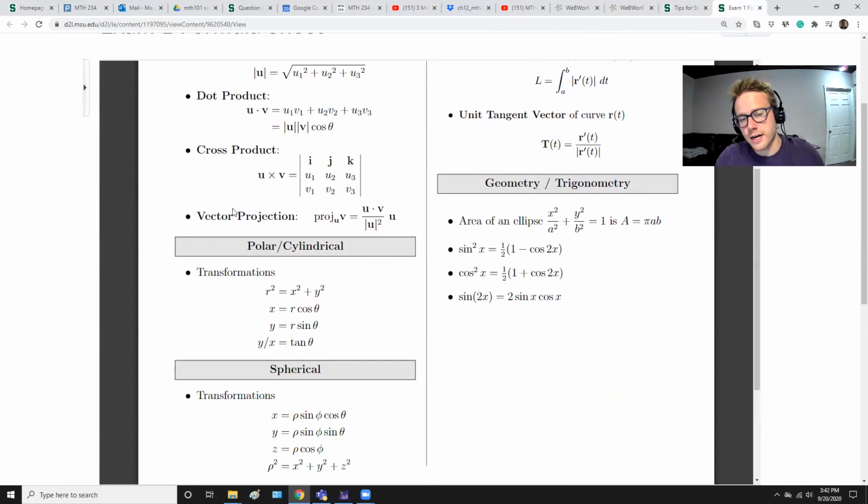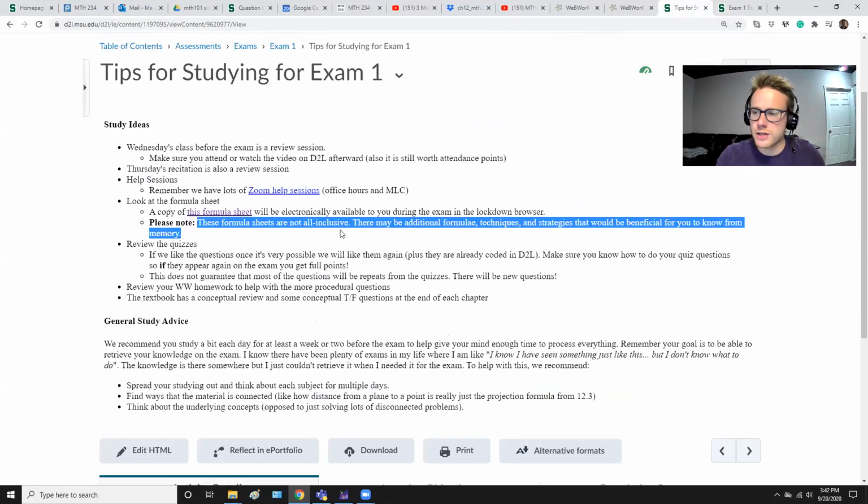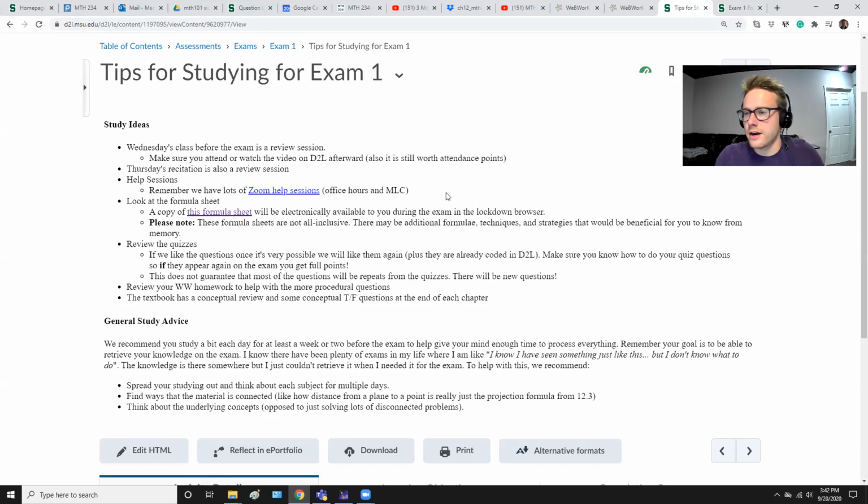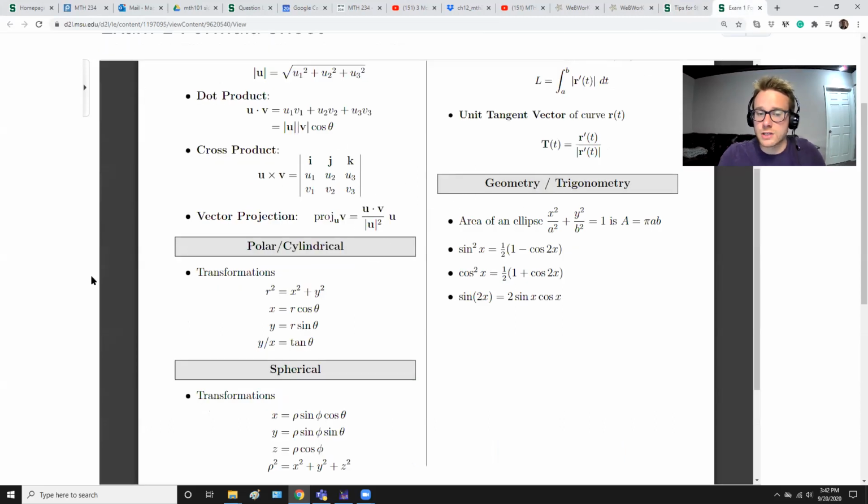But notice here, and this is reiterated in several places, that these formula sheets are not all inclusive. You need to know what is on here, and that's why I'm bringing this up now, and what's not. There are going to be other techniques and other information that you should know, or at least be able to build from these things. For instance, scalar projection's not here. We have vector projection, but scalar projection isn't here. However, we should know how to build the scalar projection part from this.